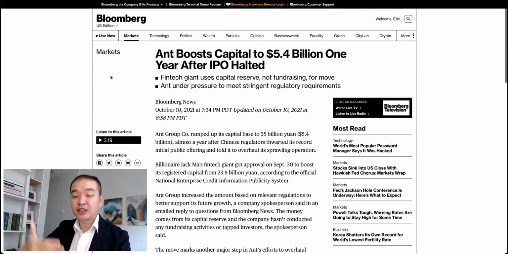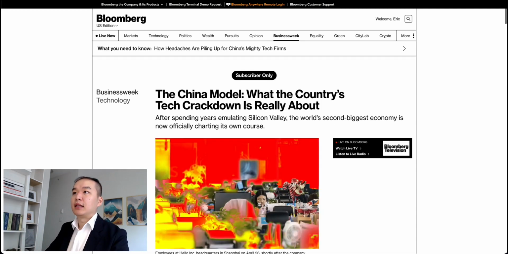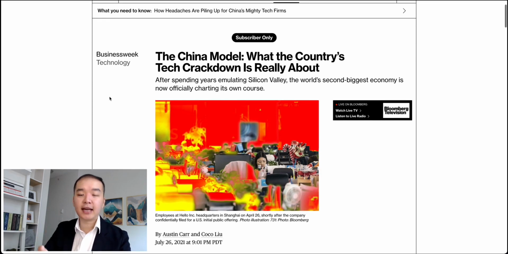If Ant actually went IPO during this 1 year period, it could have turned Alibaba around, which is kind of what I was hoping for. But it was just dragging on for a prolonged period of time. Now, the next article is that there's a technology regulation crackdown in China.